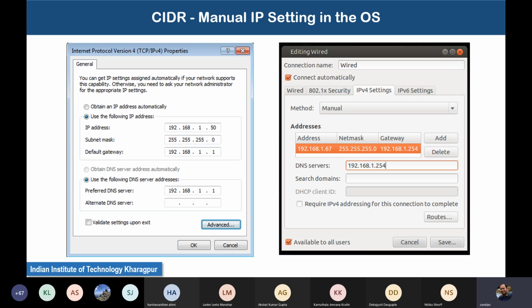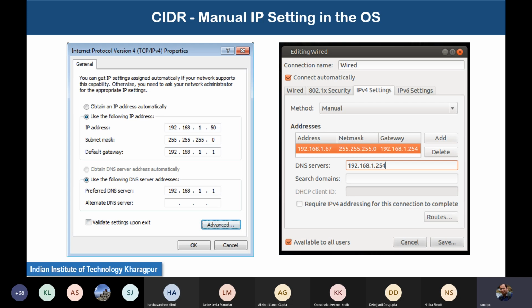And you also provide the default gateway. We'll see the purpose of the default gateway later on in detail, but the default gateway basically indicates which machine or which particular IP within a subnet works as a router or a gateway to the outside internet.